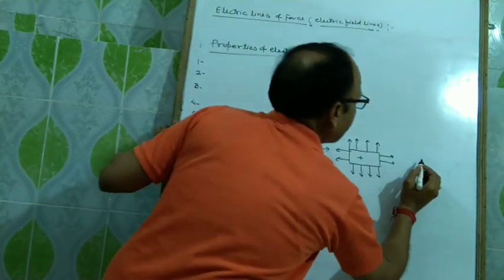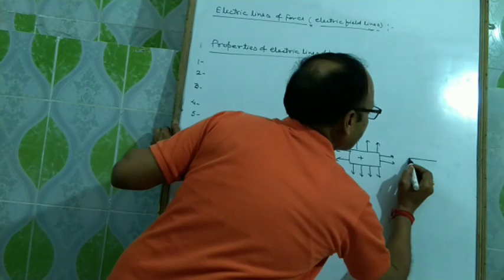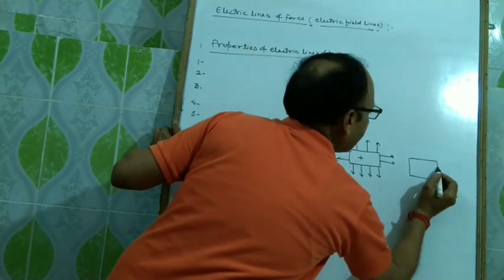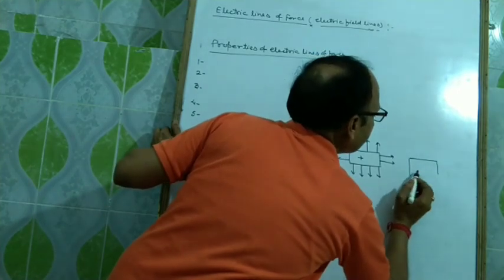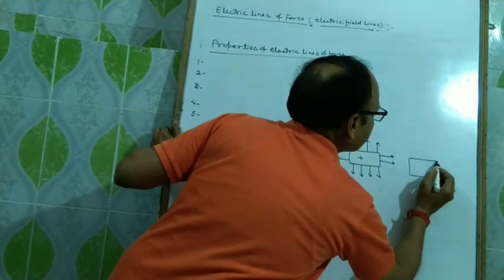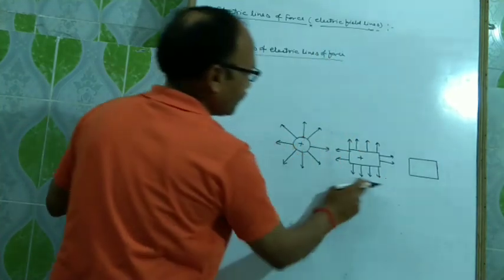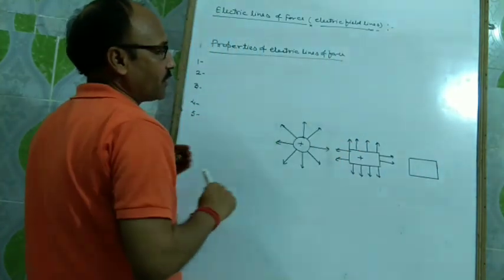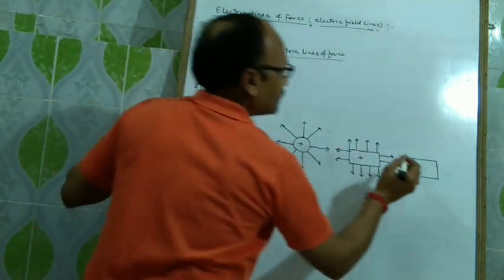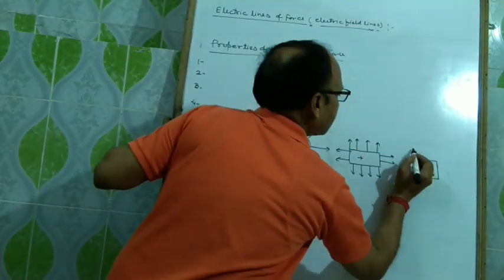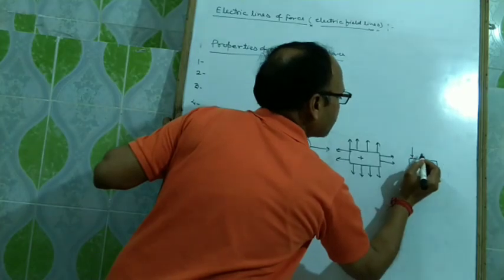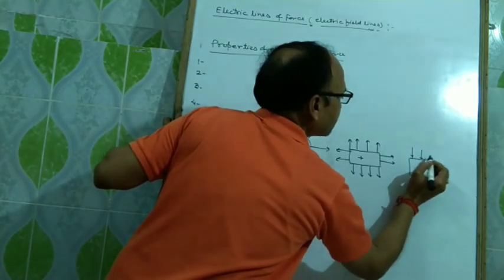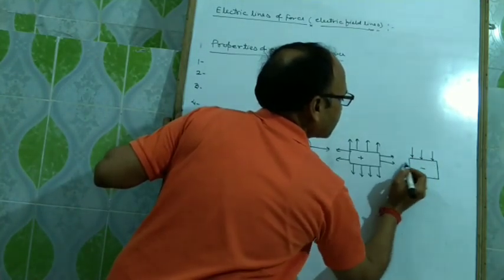If the body is negatively charged, at this time the electric lines of force will be inwards. In these two cases, these are outwards. This is the negative charge body. At this time the electric lines of force will be inwards, like that.